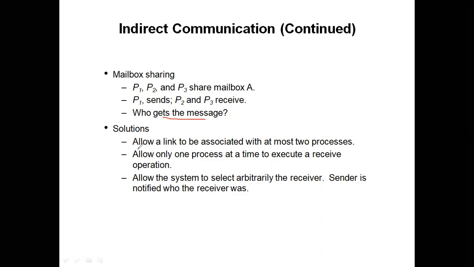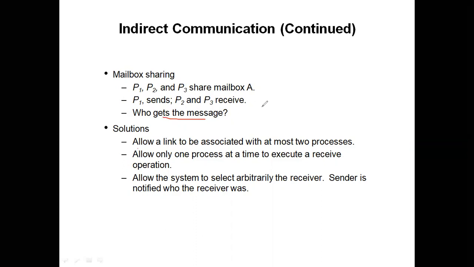So what is the solution? We need to decide. Maybe P1 was intending only to send the message to P2, but since the mailbox is shared between all three, P3 can also receive the message, though P1 does not want P3 to see it. So how are we going to decide whether only the intended receiver should receive the message? The first solution is we allow a link to be associated with at most two processes.